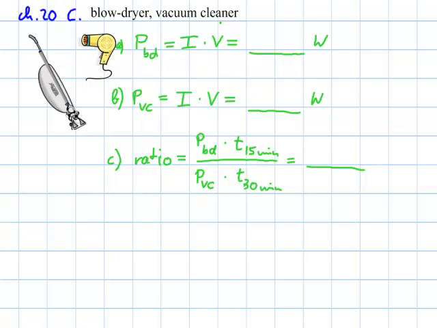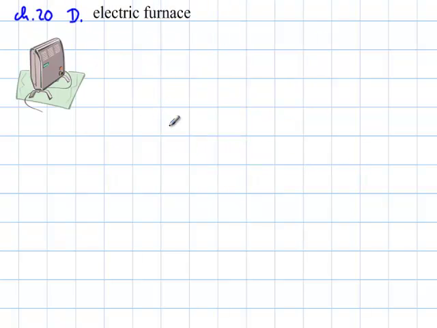The next problem says an electric furnace runs 9 hours a day to heat a house during January, 31 days. The heating element has a resistance of 5.3 ohms and carries a current of 25 amps. The cost of electricity is 10 cents, or $0.10, per kilowatt hour. Find the cost of running the furnace for the month of January.